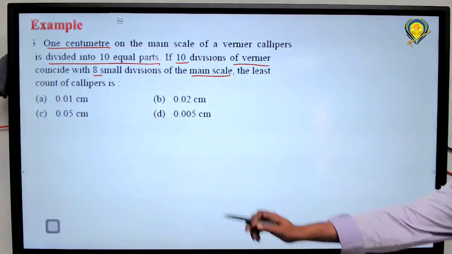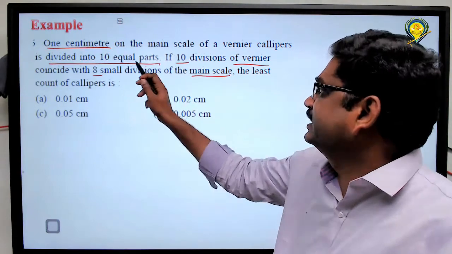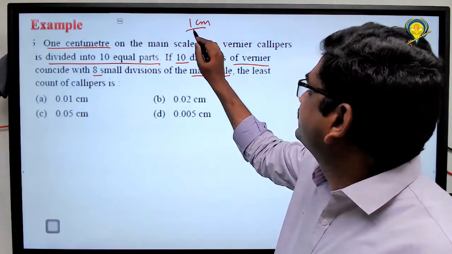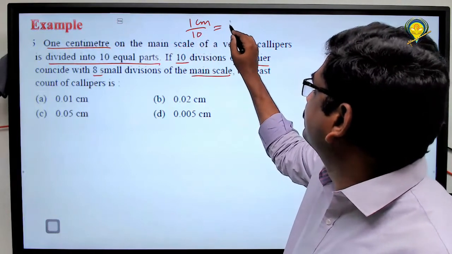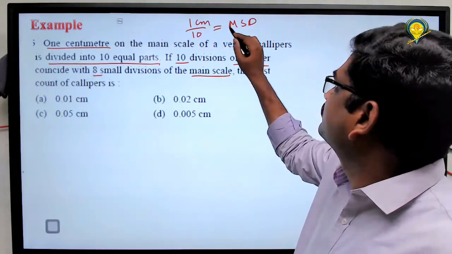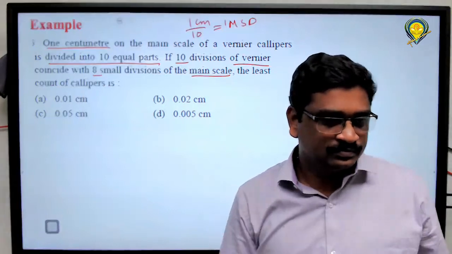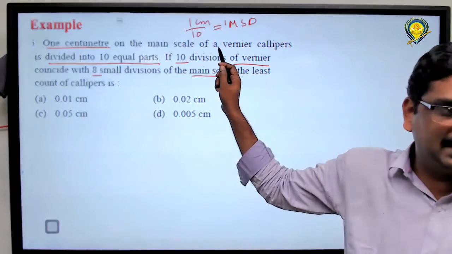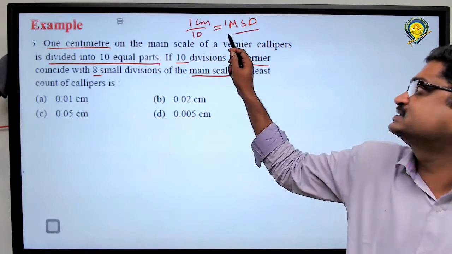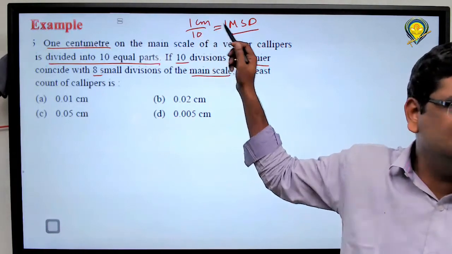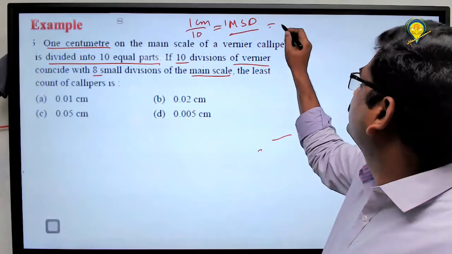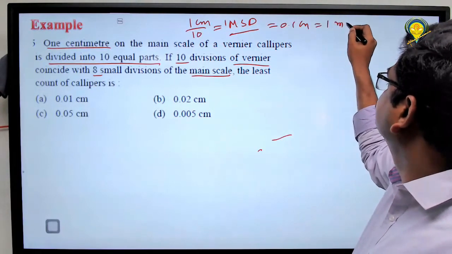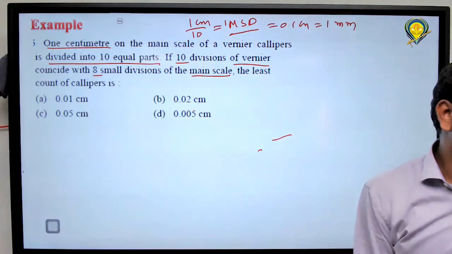So here 1 centimeter on the main scale divided into 10 equal parts. So 1 centimeter by 10 is one main scale division. Can I write like that? 1 main scale division is how much? 1 by 10 centimeter, or 0.1 centimeter, or 1 mm.